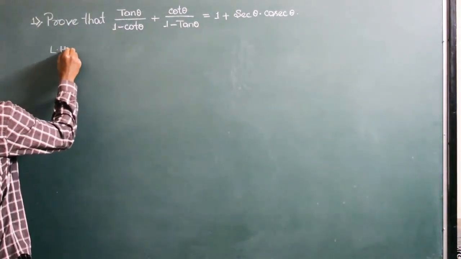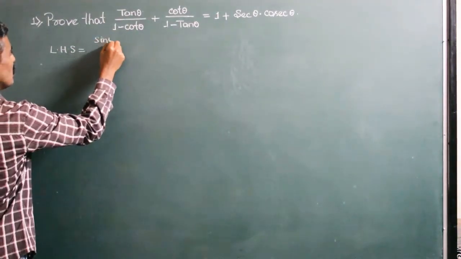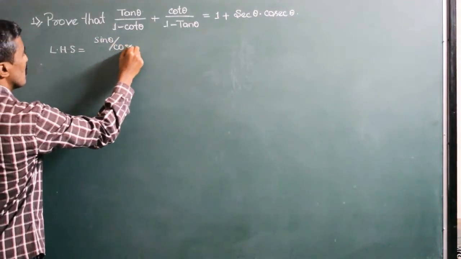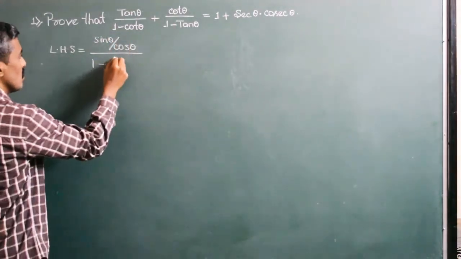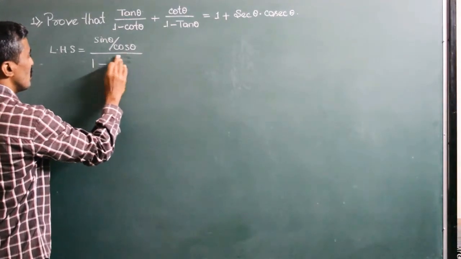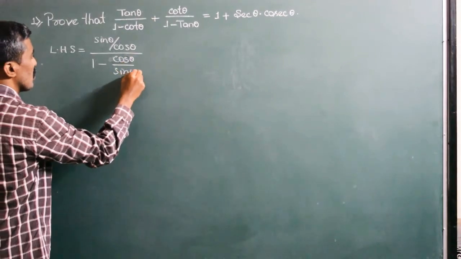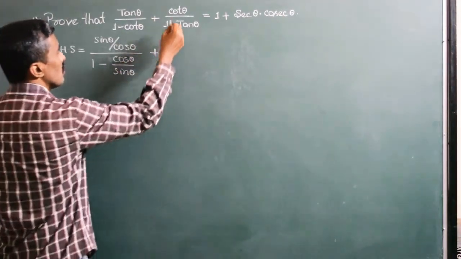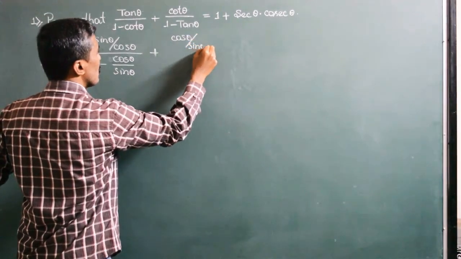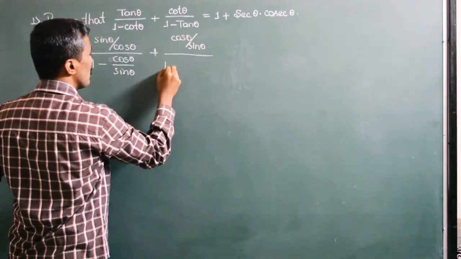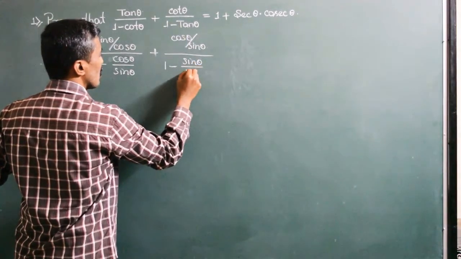LHS is equal to, so tan theta is equal to sin theta divided by cos theta, divided by 1 minus cot theta, and cot theta is cos theta divided by sin theta, plus cot theta, which is equal to cos theta divided by sin theta, divided by 1 minus sin theta divided by cos theta.